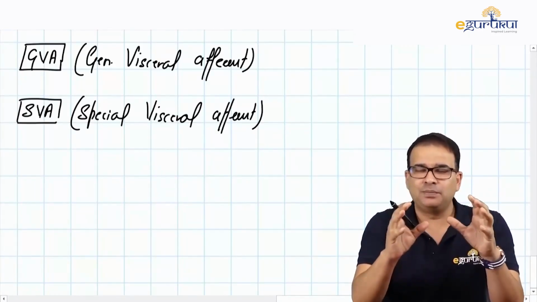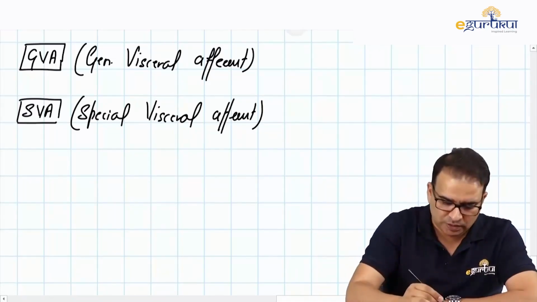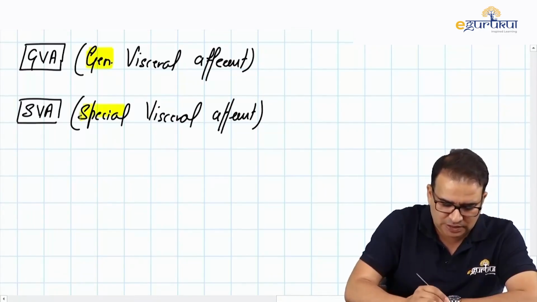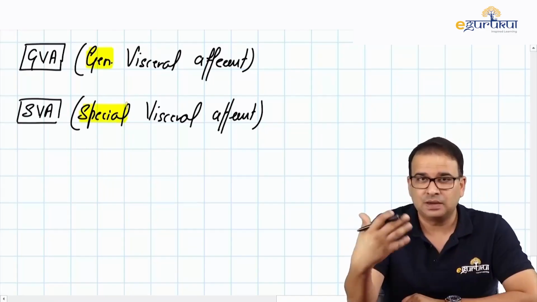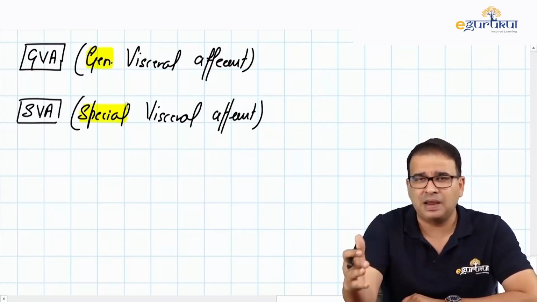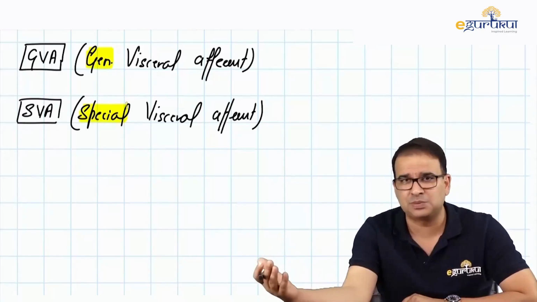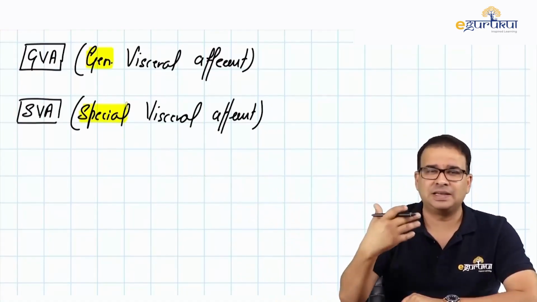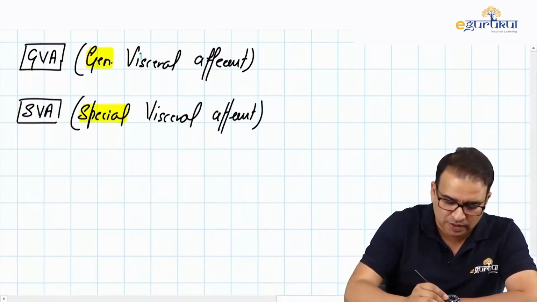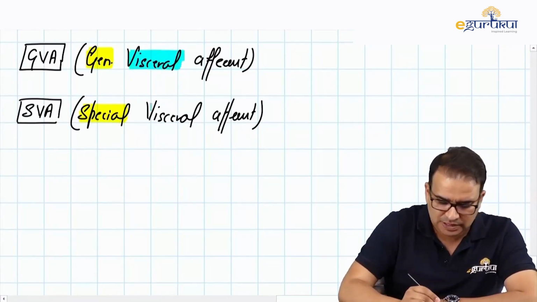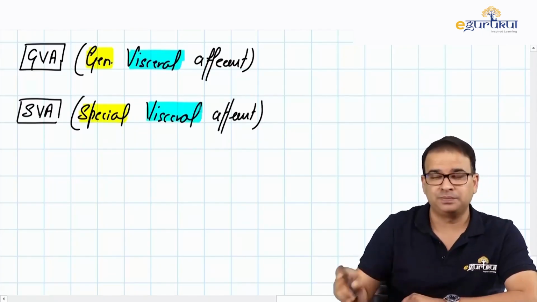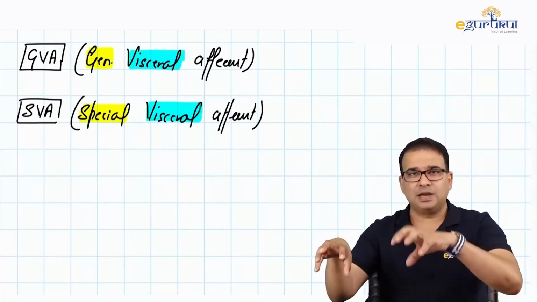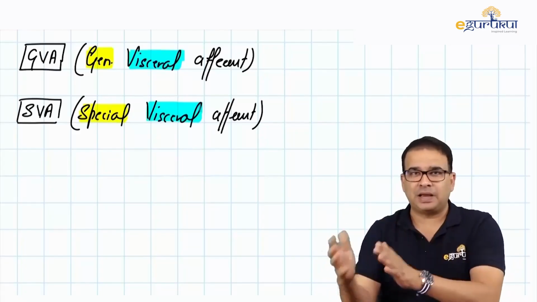How to look at the afferent column is in two parts. The first word here is what? General. And here the first word is what? Special. They are telling you about the type of sensation. Is it a general sensation like pain, temperature, touch, pressure, proprioception, stretch? Or is it a special sensation like vision, olfaction, taste, all that? And the second word, visceral, is telling you where the sensation is coming from. So that's how you have to look at the afferent column. The first word: what type of sensation. The second word: where it is coming from.